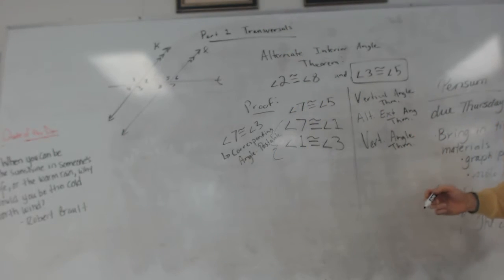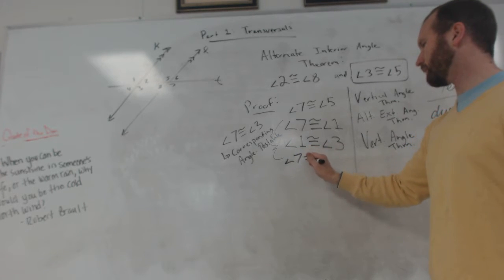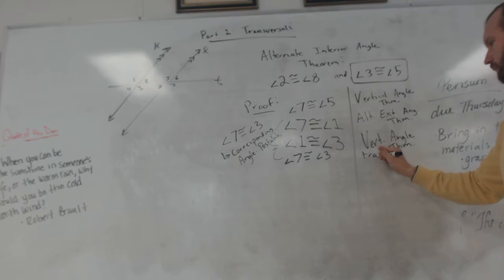So this way works fine. We do have to show that angle 7 is congruent to angle 3 through the transitive property.